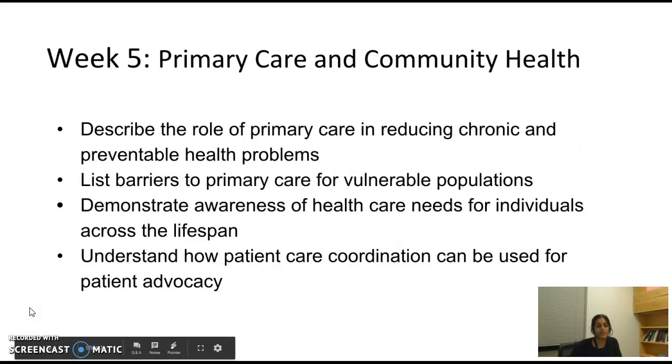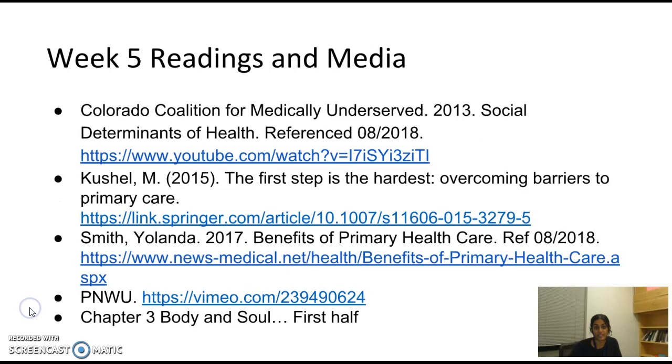Week 5, so we're looking at primary care and community health. We will describe the role of primary care in reducing chronic and preventable health problems, list barriers to primary care for vulnerable populations, demonstrate awareness of healthcare needs for individuals across the lifespan, and understand how patient care coordination can be used for patient advocacy.